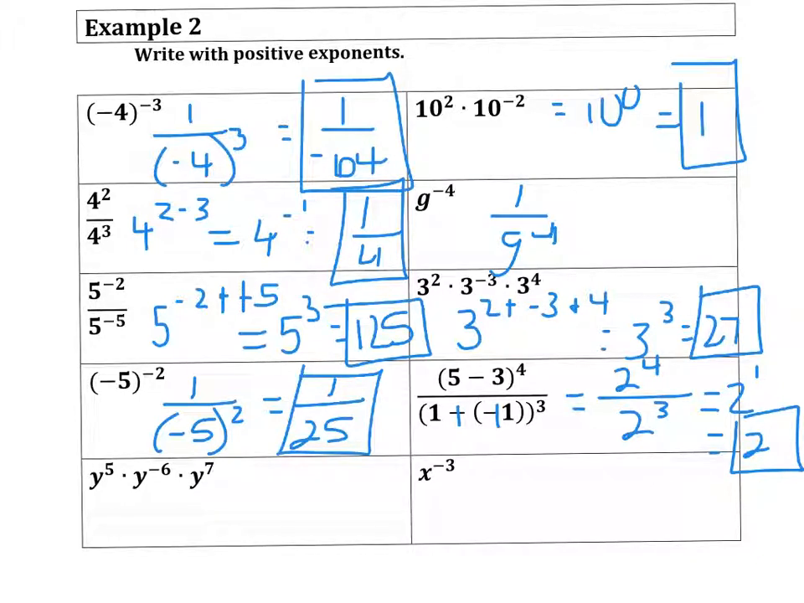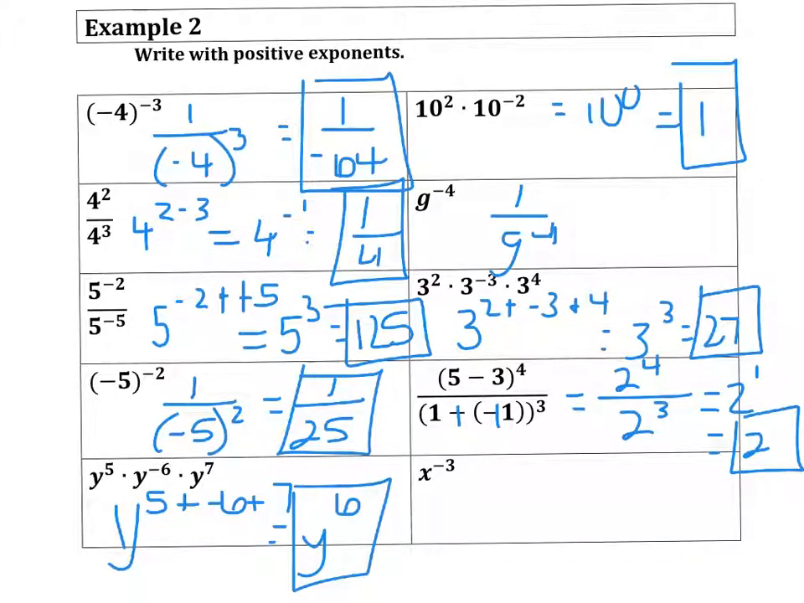In this next one, we have y to the fifth times y to the -6 times y to the seventh. So they all have the same base. So we're going to add up the exponents, 5 plus -6 plus 7, and we will end up getting y to the 6th power. And that's our final answer.